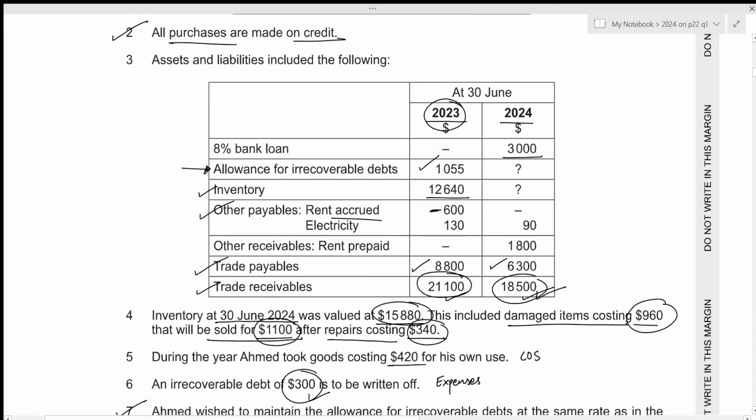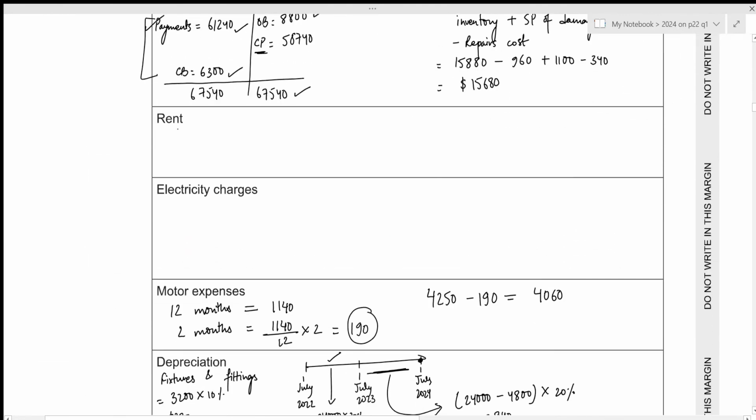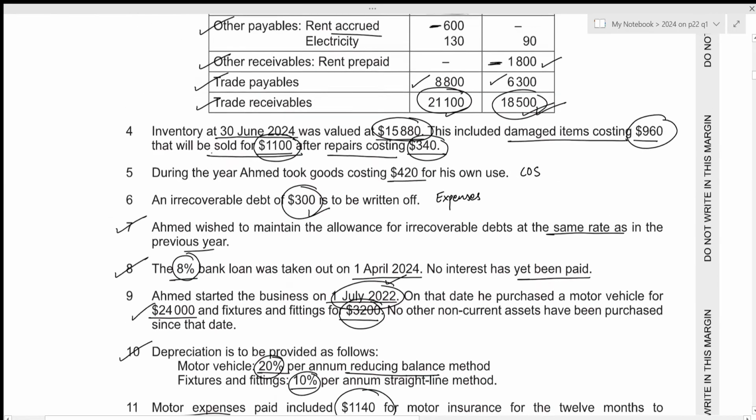Then we also have rent prepaid, but rent prepaid is at the end of the year. And rent prepaid at the end of the year should always be subtracted, because this amount is for the next financial year, not the current year. So let's do that. For rent, we start with the actual amount that was paid, which was 16,800. Then we need to subtract our opening accrual of 600 and subtract the closing prepaid of 1,800. This gives the correct rent to be included within our statement of profit or loss to have the amount of 14,400.